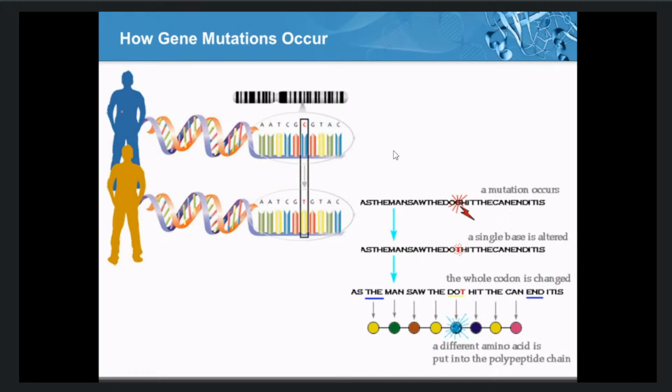This is a normal one, the blue one. Okay, and this guy is suffering from cancer, for example. The normal base is C, but this guy has the mutation as T from here. So a mutation has occurred. If a mutation happens, a single base is altered.